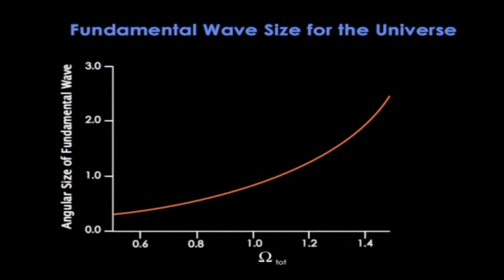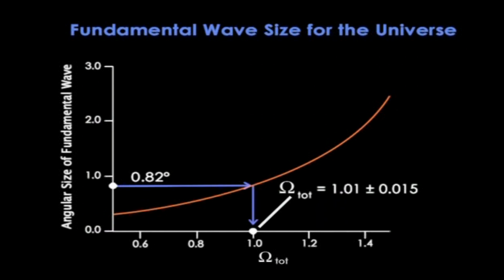Back to our graph. Here's the angular size, and it corresponds to an omega total of 1.01 plus or minus 0.015. The geometry of the universe, as best we can measure, is Euclidean. Giant triangles do add up to 180 degrees. Giant spheres do have surface area 4 pi r squared and volumes 4/3 pi r cubed.